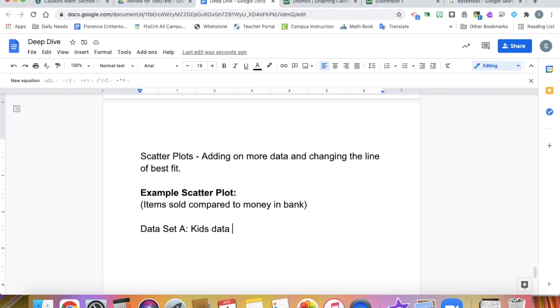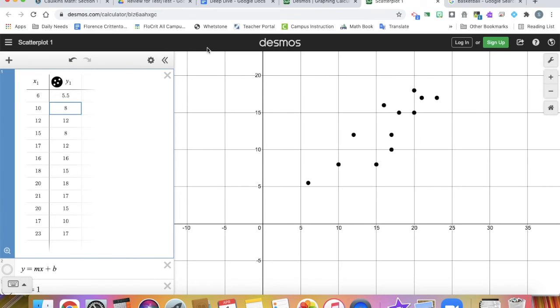So let's say kids started making things like lemonade and bracelets and other things to make money. And this represents their data. So some kid sold 6 of their items and now they have $5.5, so $5.50. And that's their piece of data right there. And a different kid sold 10 items, and now they have $8. So that's their data point right there. And all of the data points got put there, and now you're asked to make a line of best fit.